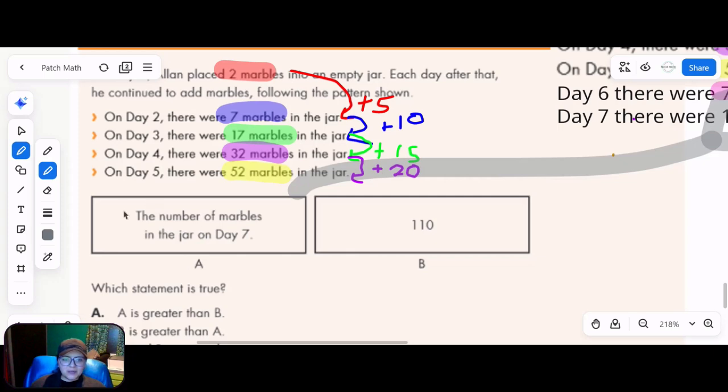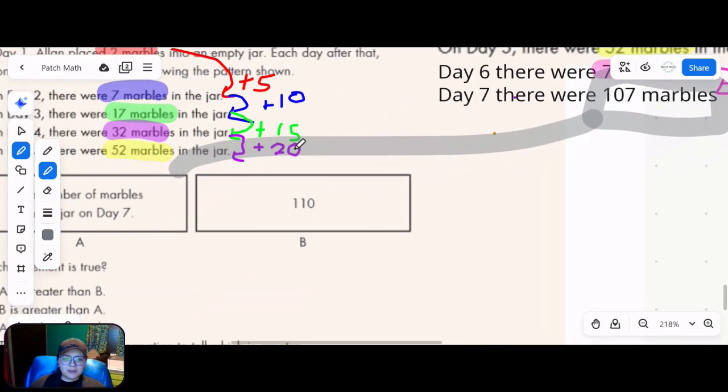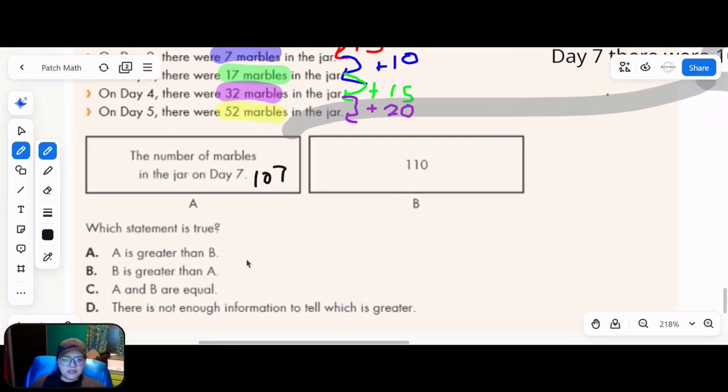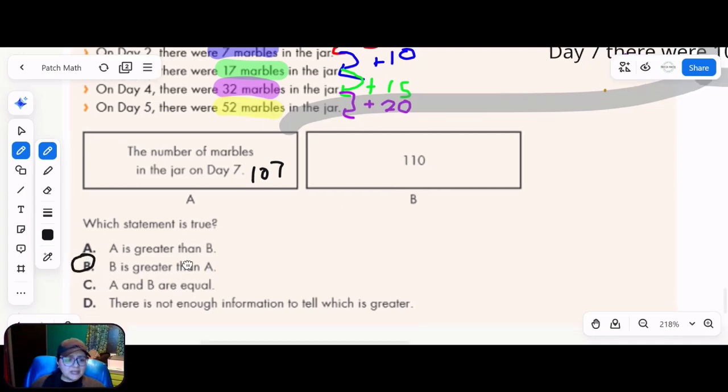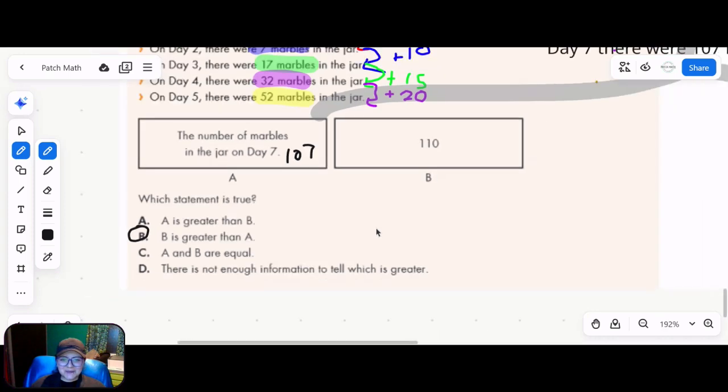In this situation, that is scenario A, all right? The number of marbles in the jar on day 7 was 107 marbles. In this scenario, this is 107 marbles, and B is 110. We will find that the number 110 is greater than 107, making B out of the choices here on your ERB exam the correct answer.